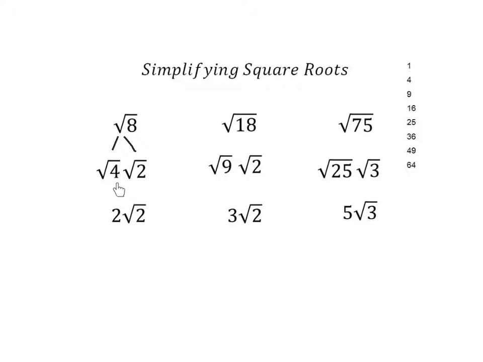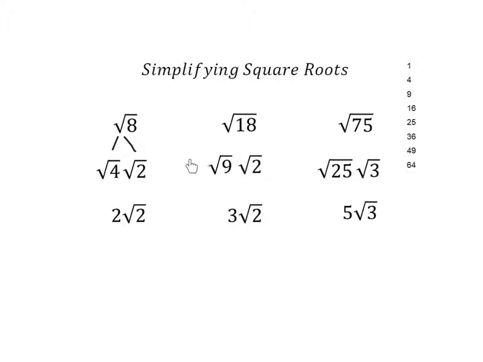Now, I just go ahead and take the square root of 4. Square root of 4 is 2. That leaves you with square root of 2, which is the other factor that cannot be simplified anymore. So basically, square root of 8 is 2 square root of 2.